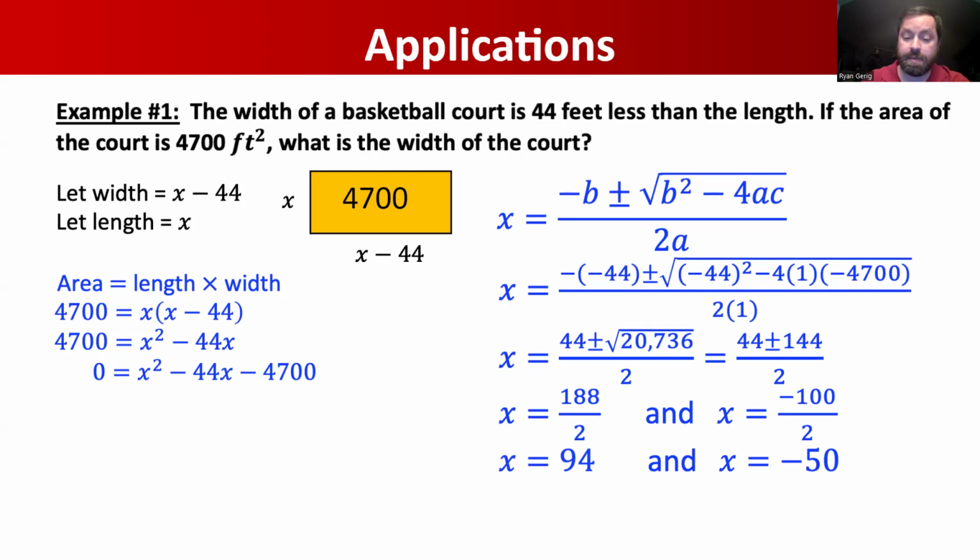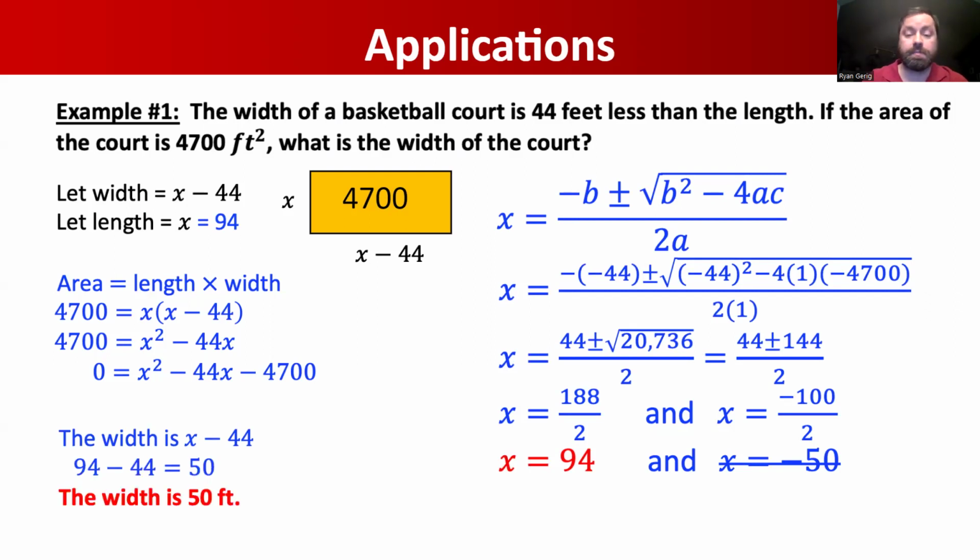So my width, can it be two answers? Or sorry, x is my length. X is representing my length. Can my length be two different numbers? No. Can my length be negative? No, which means my length is 94 feet. Now, what about the width? That was the question. What is the width of the court? So the width is x minus 44, or 94 minus 44, which is 50. So the width is 50 feet.